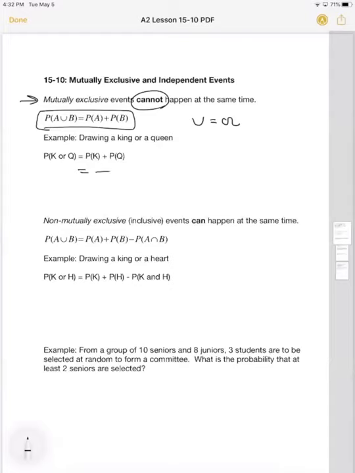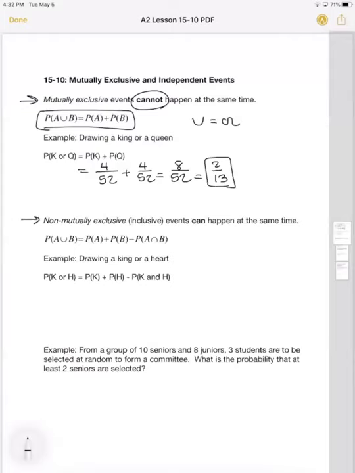The probability of getting a king, well, there are 4 kings out of 52 cards in a deck, and there are 4 queens. And so I add the two individual probabilities together, and I get 8 over 52, which when I simplify that is 2/13. And so that's my probability of pulling a card out of a deck and it being a king or a queen.